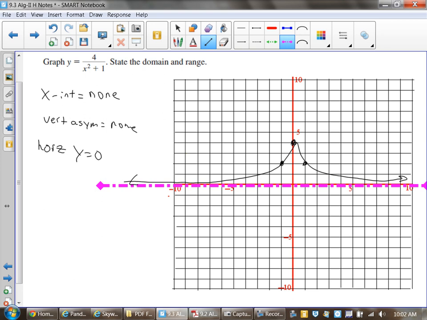Now, what's my domain? Are there any restrictions on my x values? No. Domain is all real. The range is going to be greater than 0, because it's not going to equal 0. It's just greater than 0. So there's your domain and range.